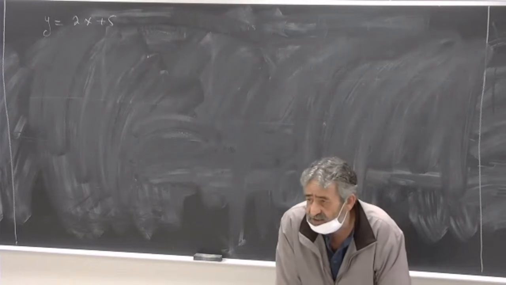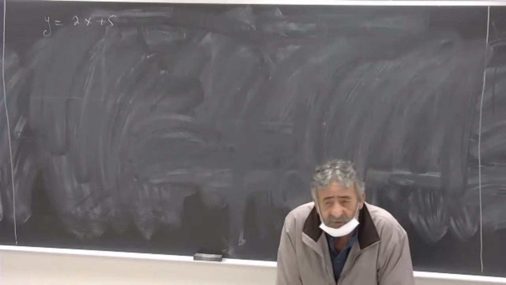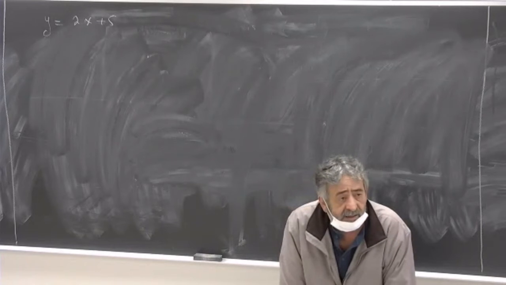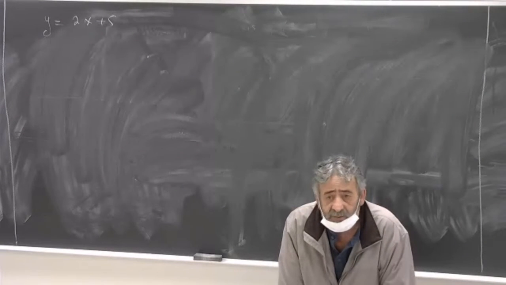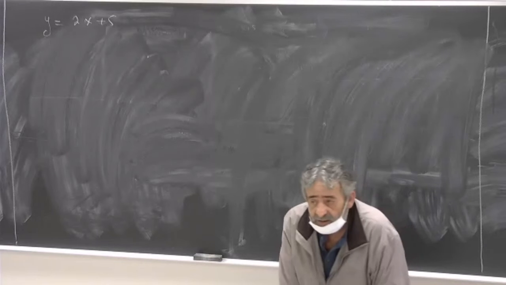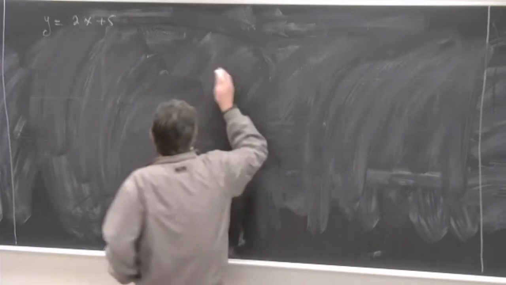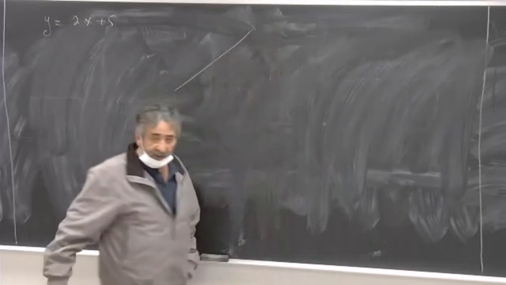And a linear equation is a simple equation, and it's represented on a rectangular coordinate system by what we call a straight line. Okay? So this equation could be this line over here. Yeah?